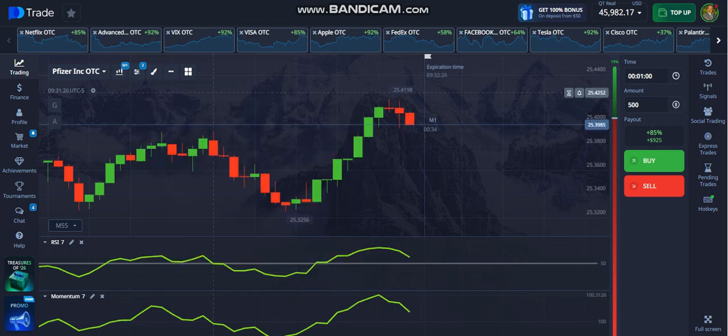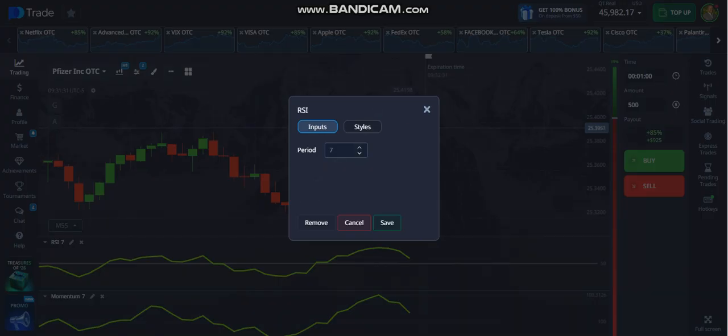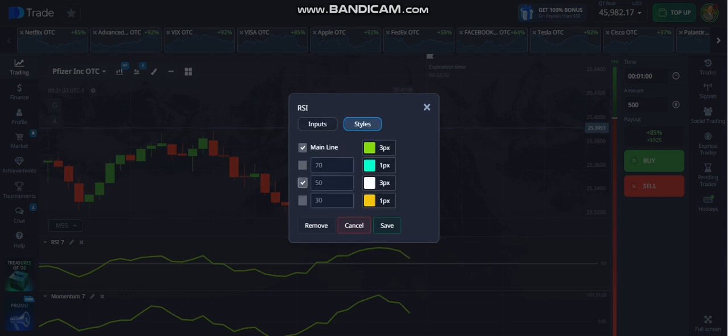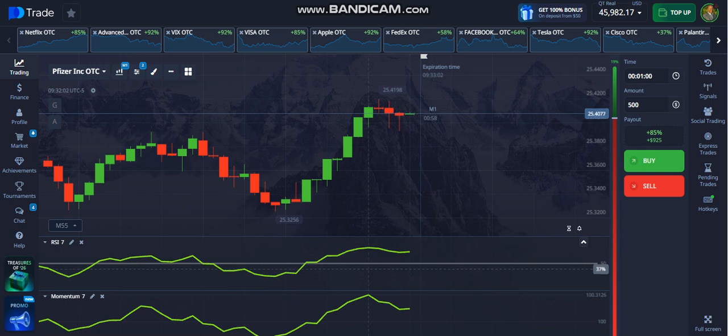When you click on the indicator settings for the RSI, I've set the period to 7. And in the style settings, I've disabled the 70 and the 30 line here, which is set in the default settings. So we're going to disable the 70 and the 30 and maintain the 50 line. And then I've increased the pixels to 3 pixels white. So this line here, this is the 50 line, the white line on the RSI.